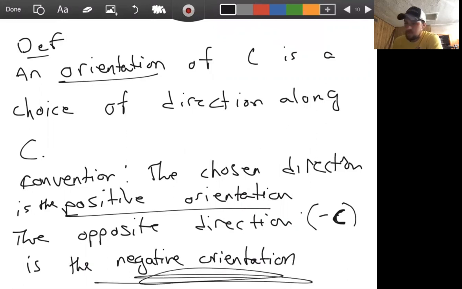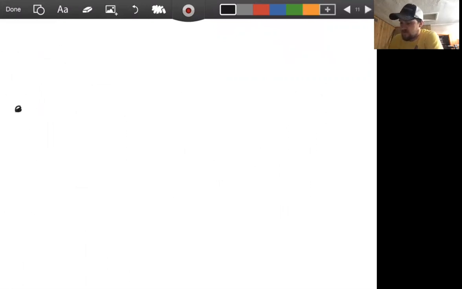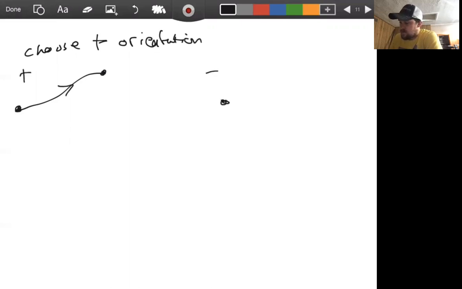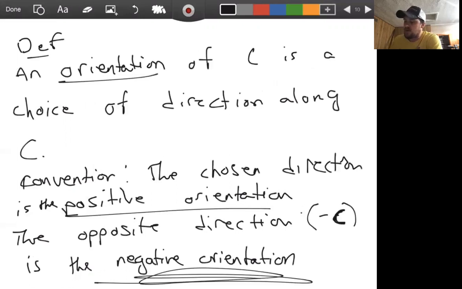And we usually indicate this with plus and minus. So if we have some curve here, and we choose positive orientation to be to the right, this is plus orientation. Well, then negative orientation is you traverse the curve backwards, right? And so again, this is not canonical. An orientation is a choice, right? It doesn't come with the curve. You have to pick it.